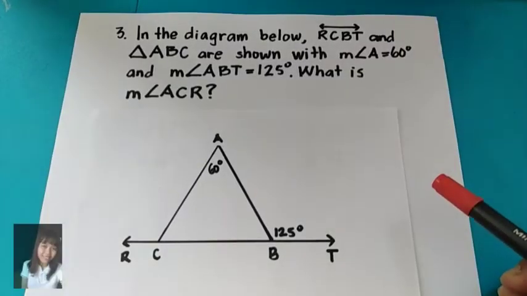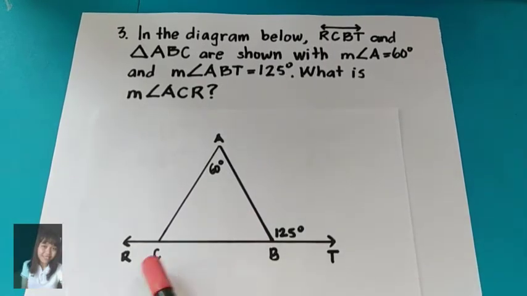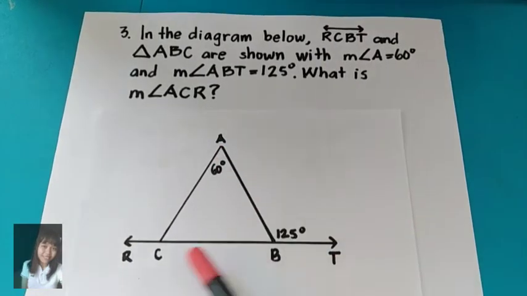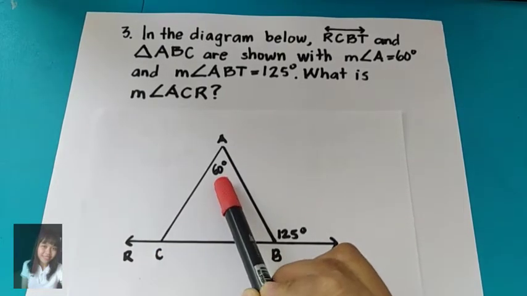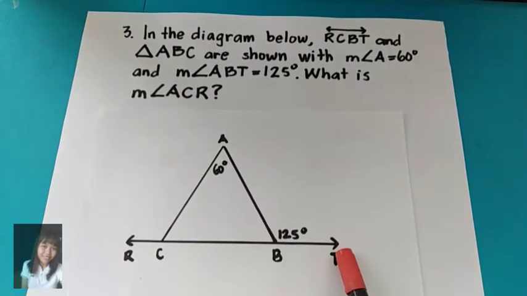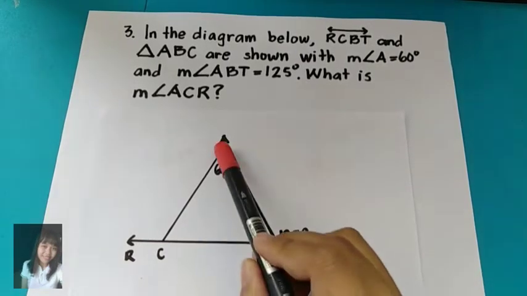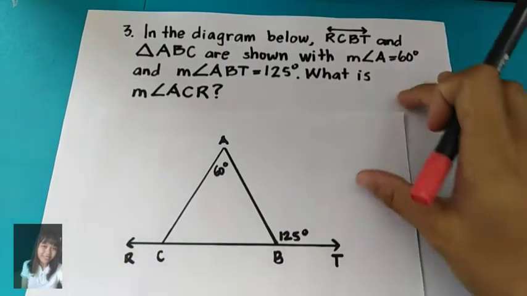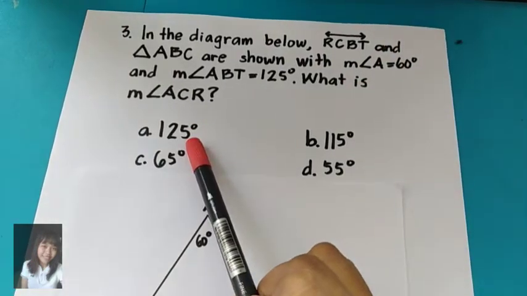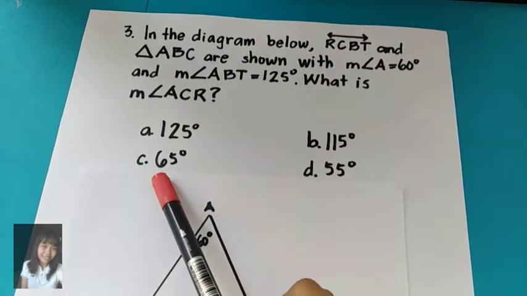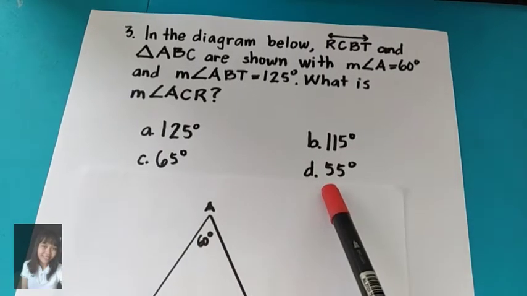Number 3 problem. In the diagram below, ray RCBT and triangle ABC are shown with angle A measuring 60 degrees and the measure of angle ABT is 125 degrees. What is the measure of angle ACR? So here are the choices. A. 125 degrees, B. 115 degrees, C. 65 degrees, D. 55 degrees.